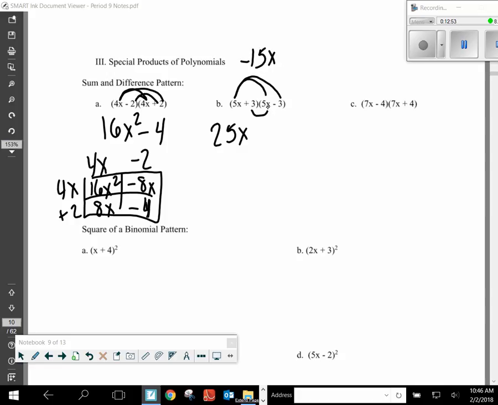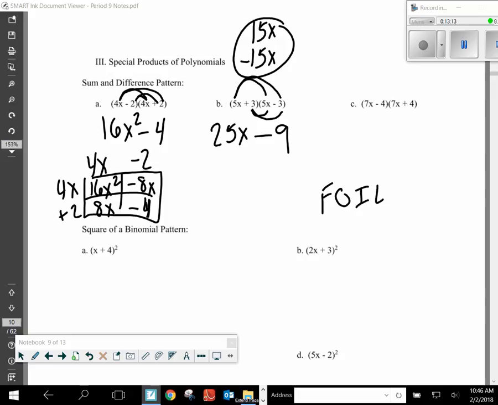3 times 5x is positive 15x. 3 times negative 3 is negative 9. That middle term is gone because I have those opposites. Okay? So I promised you I'd tell you what FOIL is, and I totally forgot, so I'll do it right now. That acronym FOIL is first, outer, inner, last.